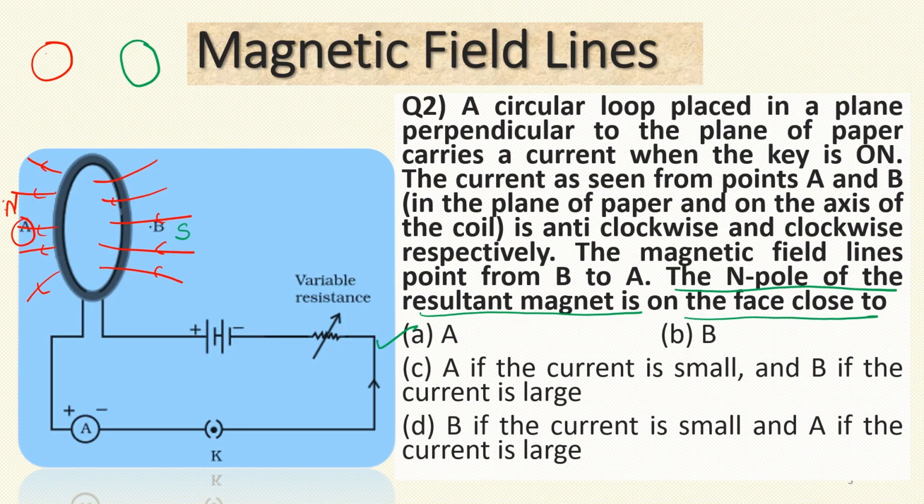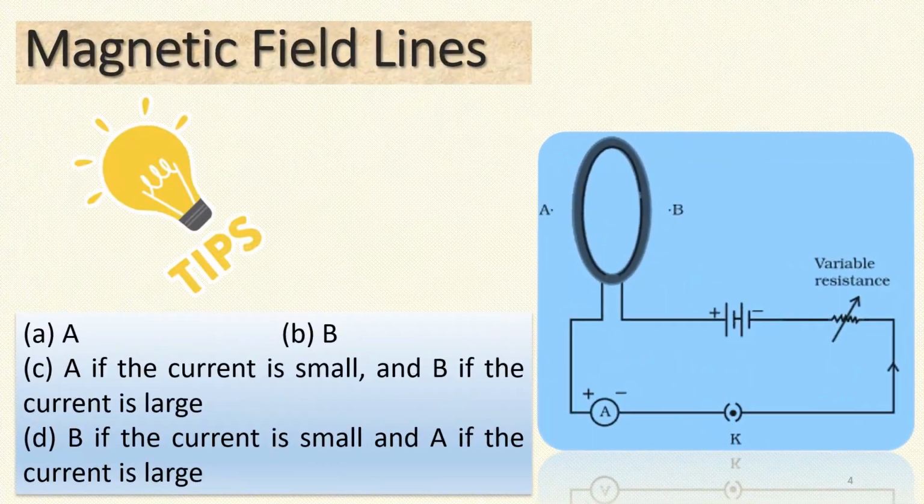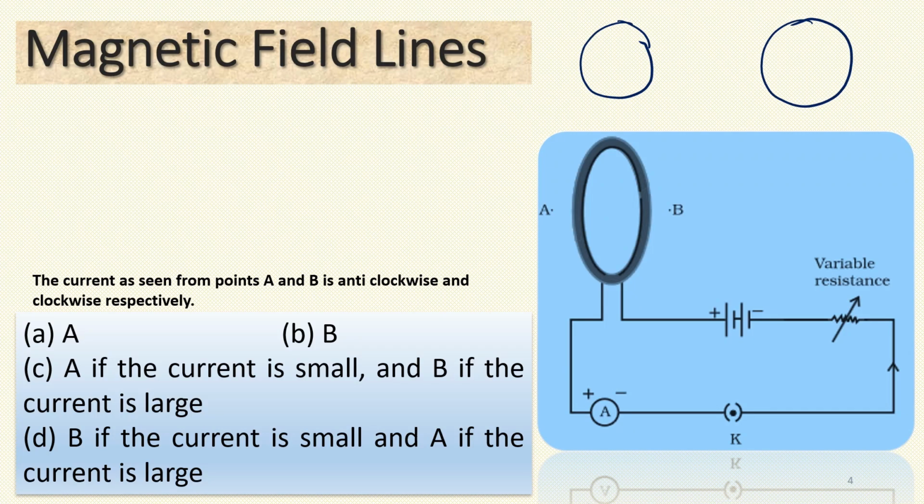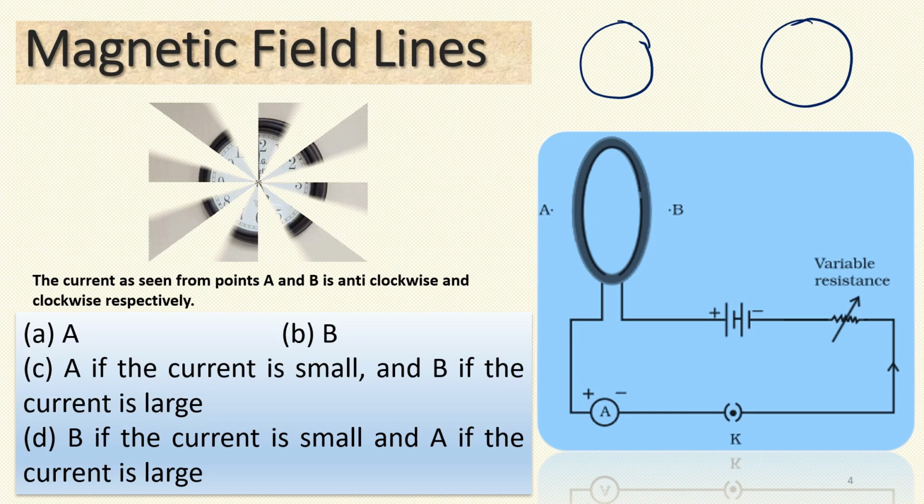So let us look at this question in another way. Here, a circular loop is given to us, and the direction of the current is also given to us. So let us draw the loops over here. I'm going to draw one loop over here and another circular loop over here. So two loops are there. Now, how many directions are possible? The question says the current as seen from points A and B is anti-clockwise and clockwise respectively. It doesn't matter. If we have two loops, the directions of the current can only be in two directions.